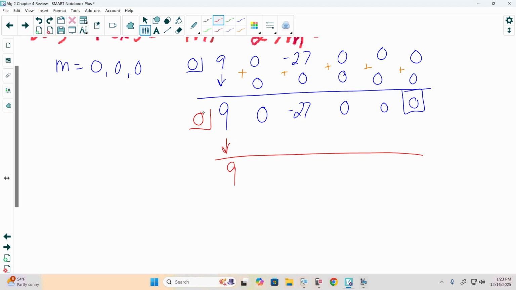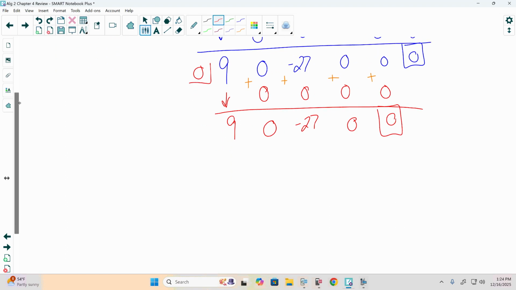Well, let's try it again. 0 times 9 is 0. 0 plus 0 is, well, 0. 0 times 0 is 0. 0 plus negative 27 is negative 27. 0 times negative 27 is 0. 0 plus 0 is 0. 0 times 0 is 0. And 0 plus 0 is, lo and behold, 0.